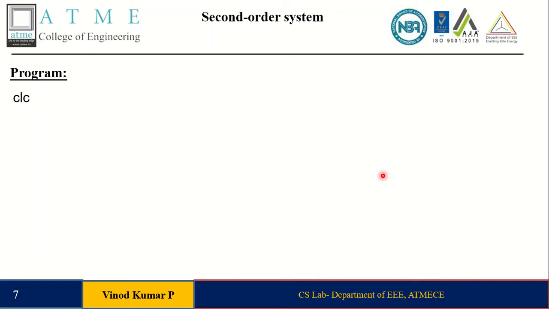CLC is a clear screen instruction in Matlab or Octave. Here percentage PRG, that is program with respect to C of t, the output. If you consider a generalized transfer function, taken as G of s equal to 5 divided by s into s plus 1, or s plus 5, you can take any transfer function. Here I have taken numerator as 5, denominator as 1, 1, 5, so you will get s square plus s plus 5. That is the denominator.